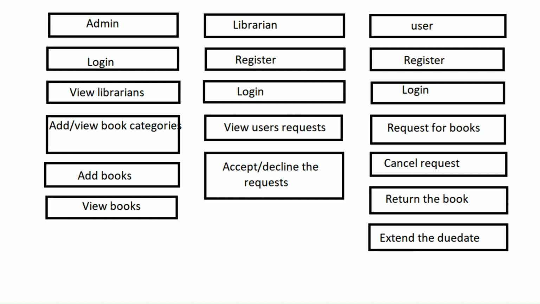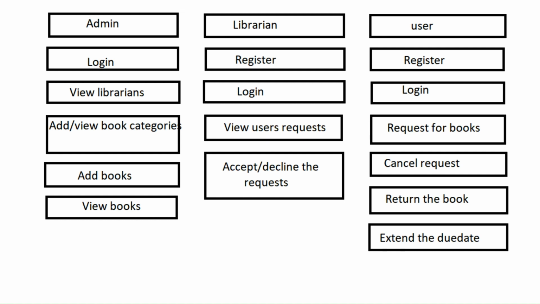After that, the librarian can register on the page. After registration, a request is automatically sent to admin. That request is shown in the view libraries page. Admin can activate the librarian. The librarian can then log in with their email and password.